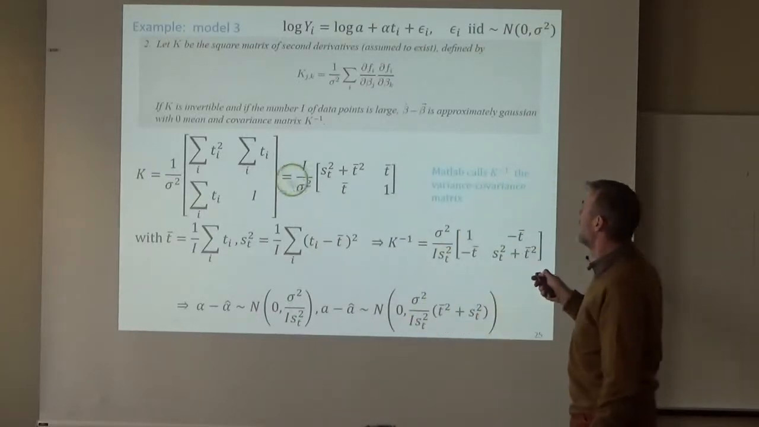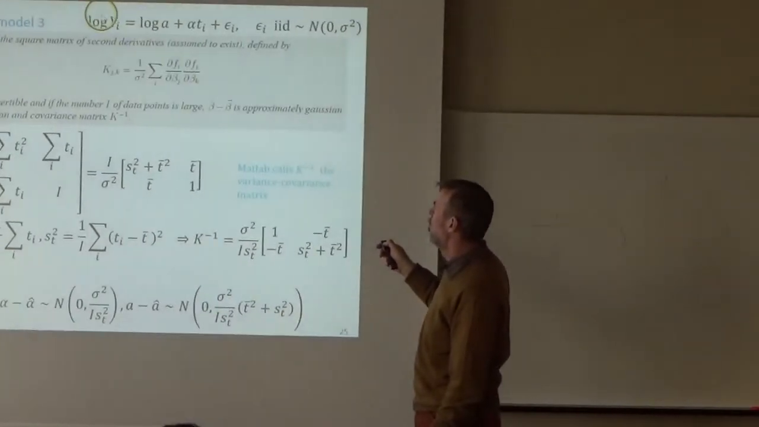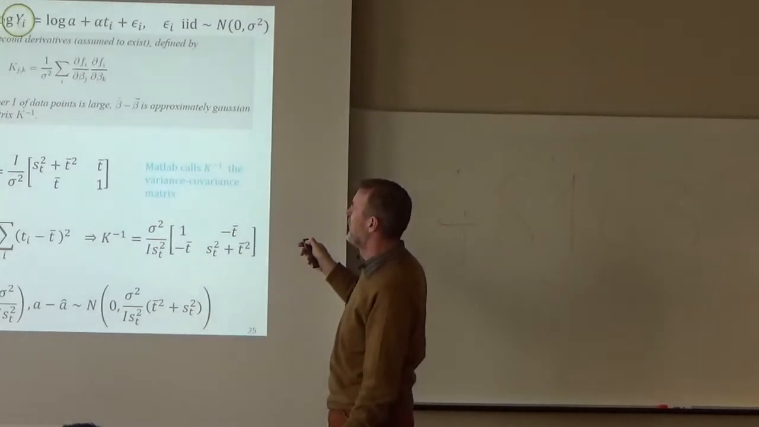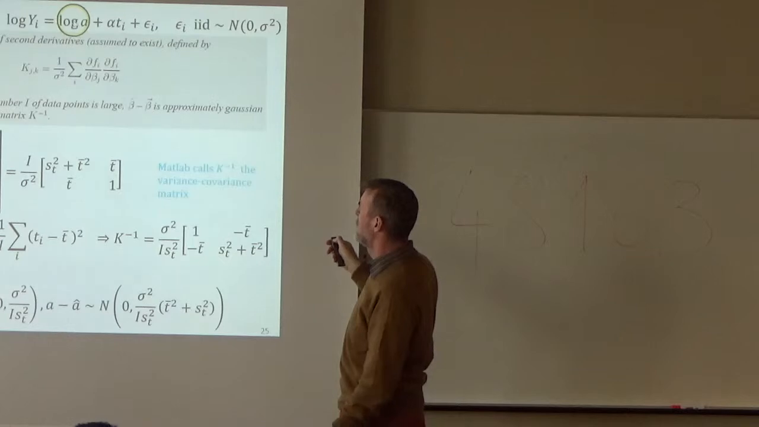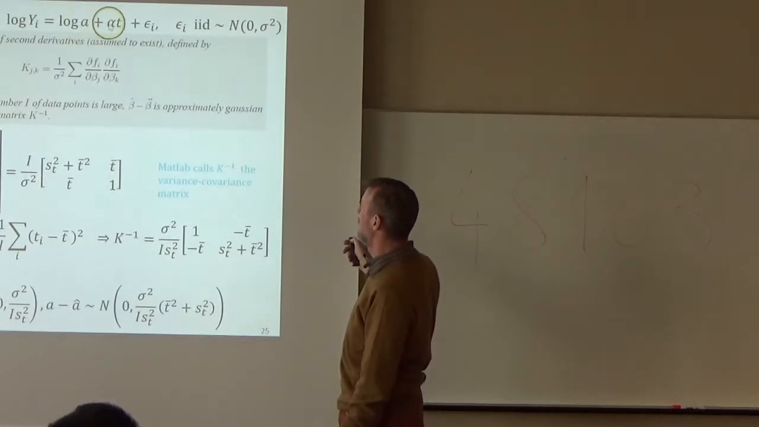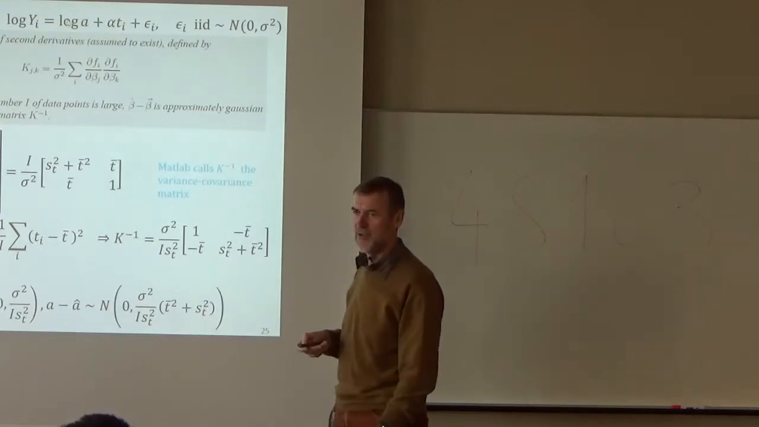We have seen a model of this kind. Log of the data, which is another data, is equal to a constant, a parameter, log of a, which I call a prime, plus alpha t_i plus epsilon_i. This is an example of linear regression.